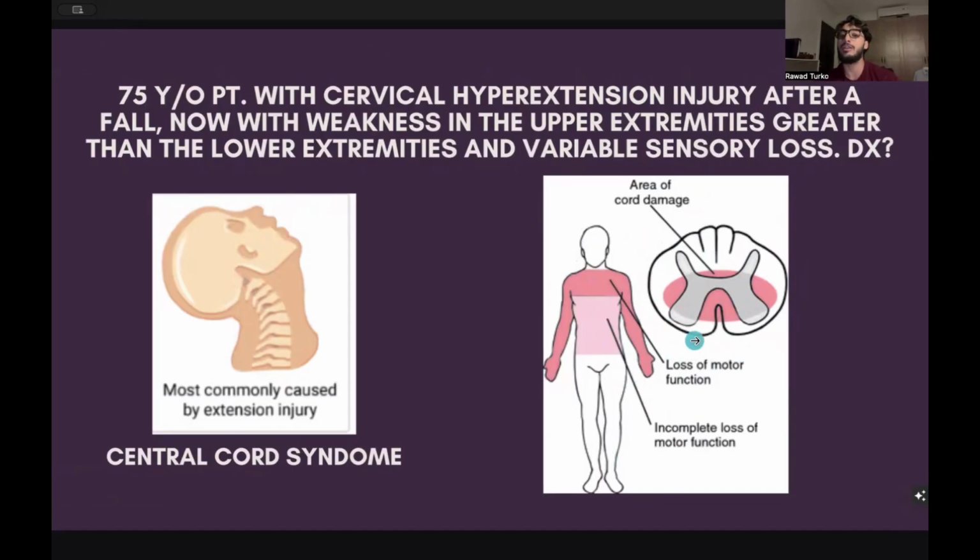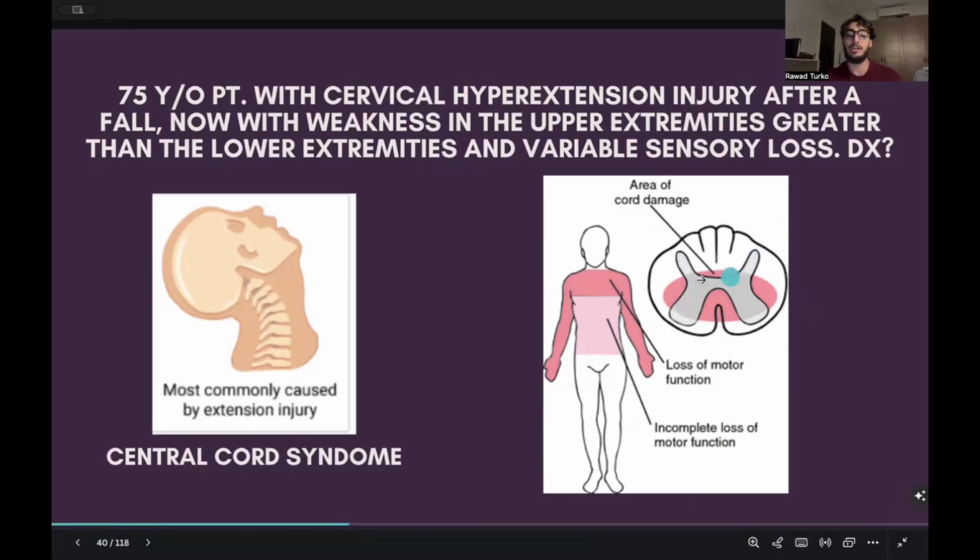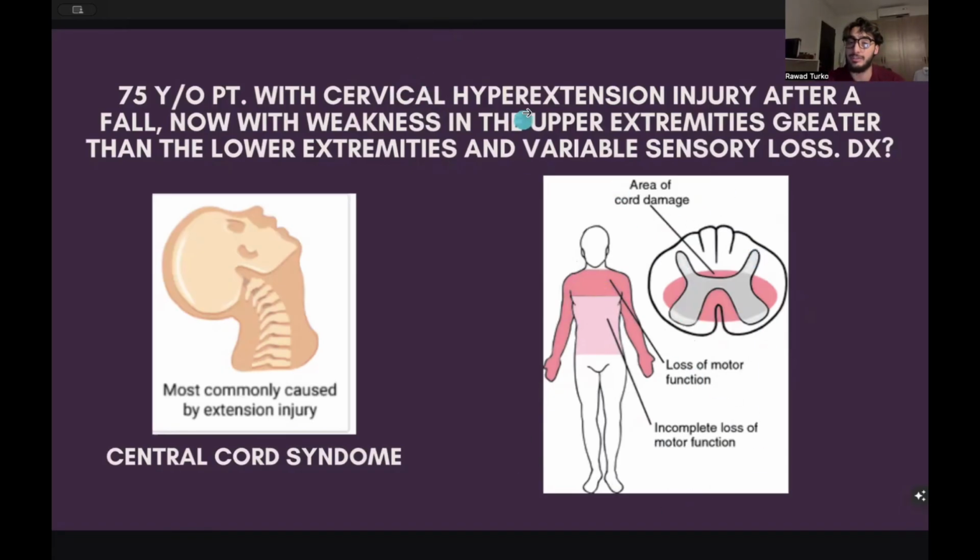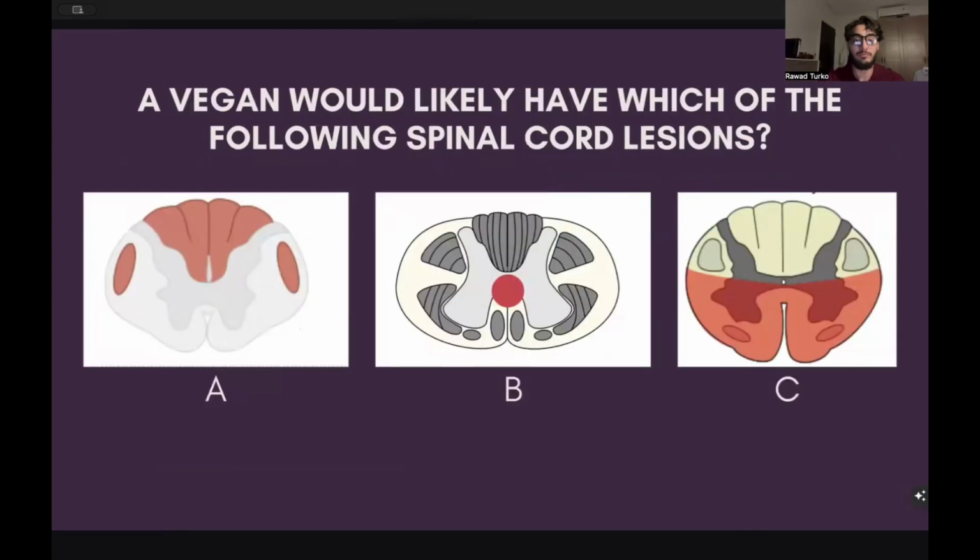All right, and that's because all of the neurons that have to do with the upper extremities are located more medially compared to the ones that innervate the lower extremities. So that's why when you have a cervical hyperextension injury, you're much more likely to be affecting the upper extremities. Okay, and this is just something you have to memorize. So you see a patient, for example, after a severe acceleration-deceleration injury, like in a road traffic incident, presenting a couple of months later with central cord syndrome. Okay. All right.